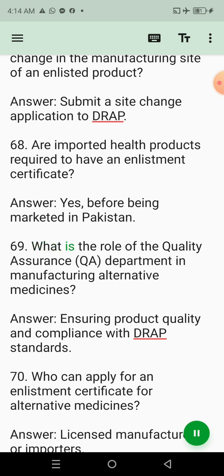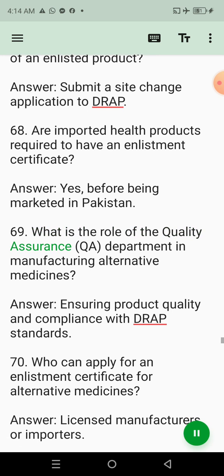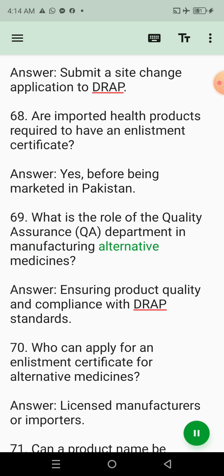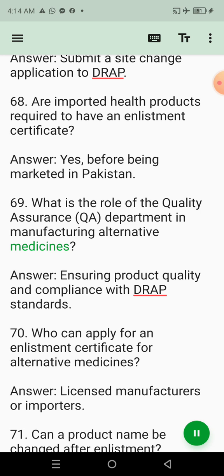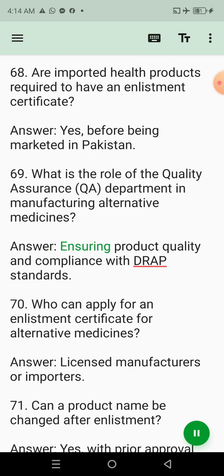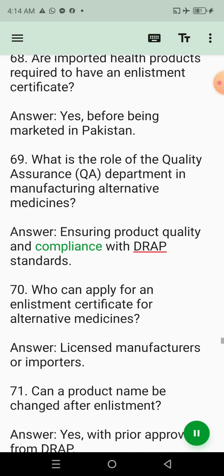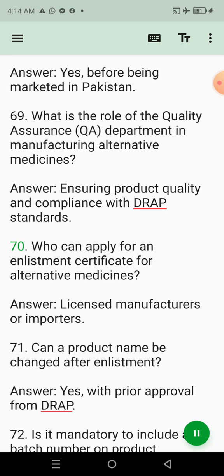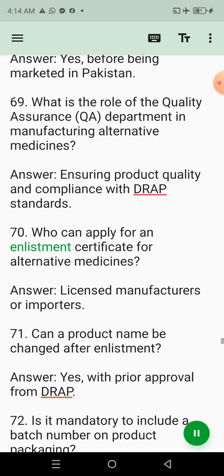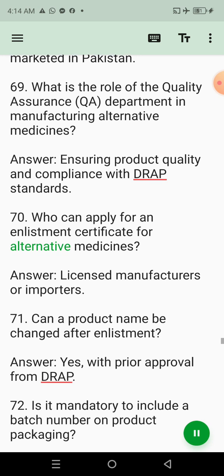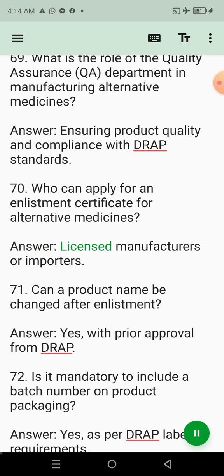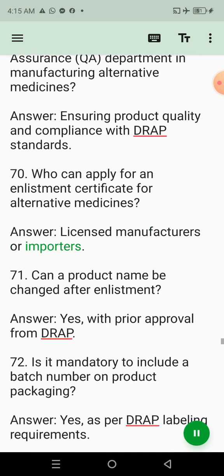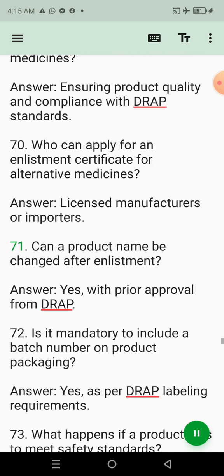69. What is the role of the Quality Assurance (QA) department in manufacturing alternative medicines? Answer. Ensuring product quality and compliance with DRAP standards. 70. Who can apply for an enlistment certificate for alternative medicines? Answer. Licensed manufacturers or importers.